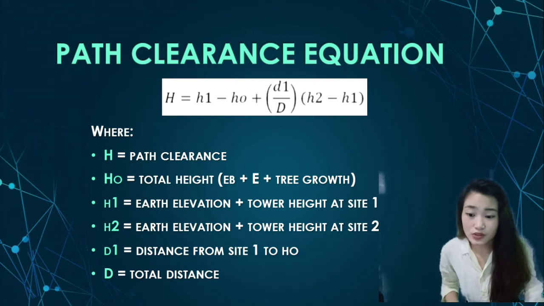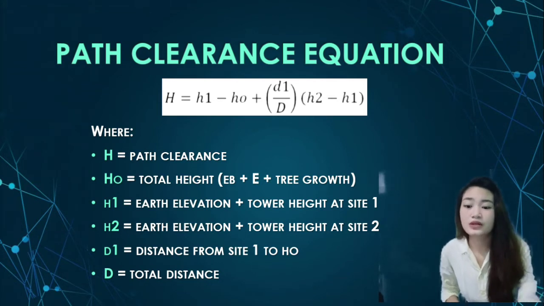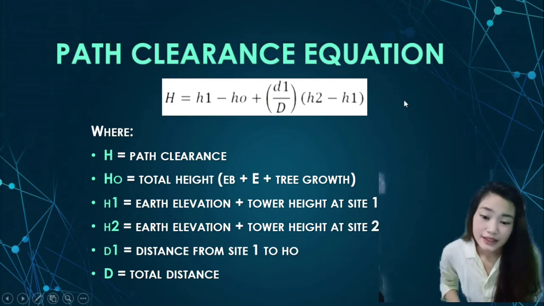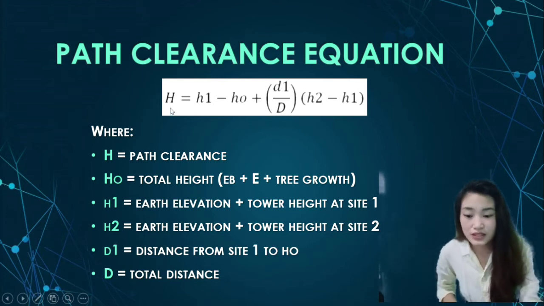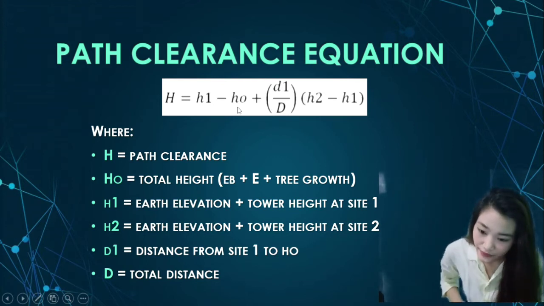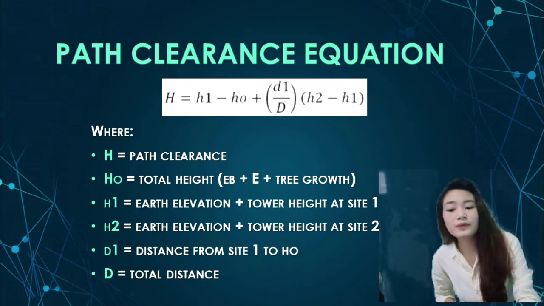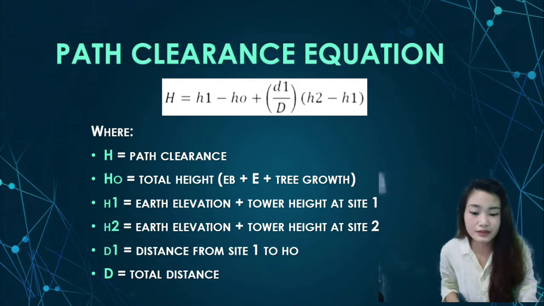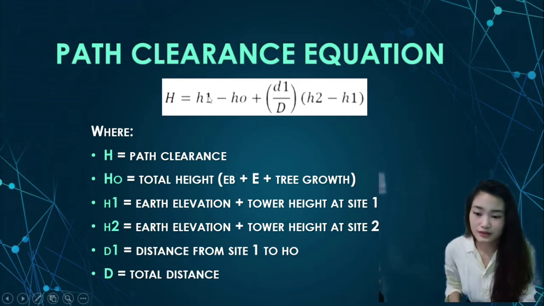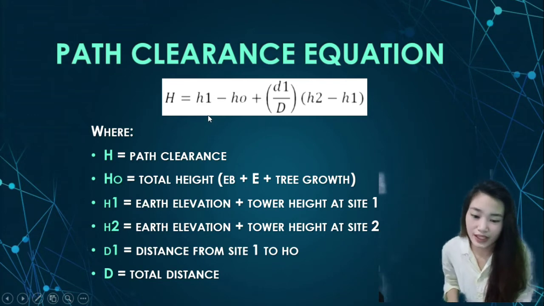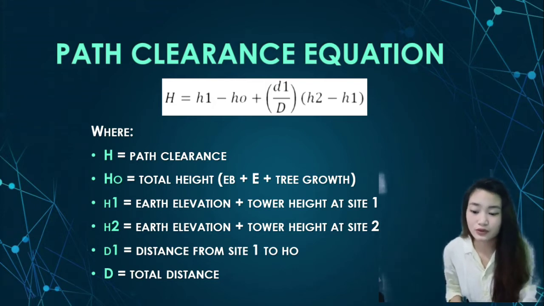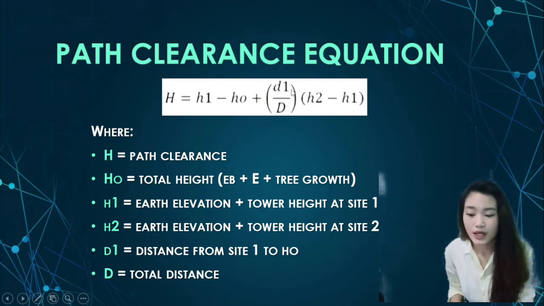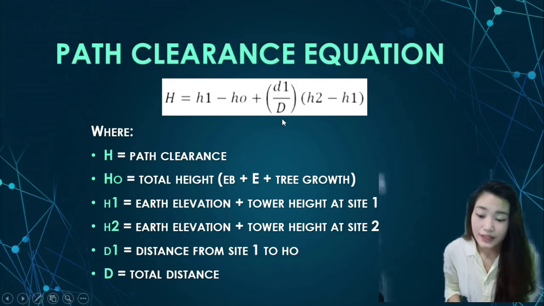big H is equal to small h1 minus h0 plus d1 over d times h2 minus h1, where this H is the path clearance, this h0 is the total height, EB plus E plus earth plus tree growth, h1 is the earth elevation plus tower height at site 1, h2 is the earth elevation plus tower height at site 2, and d1 is the distance from site 1 to H0, and this D is the total distance.